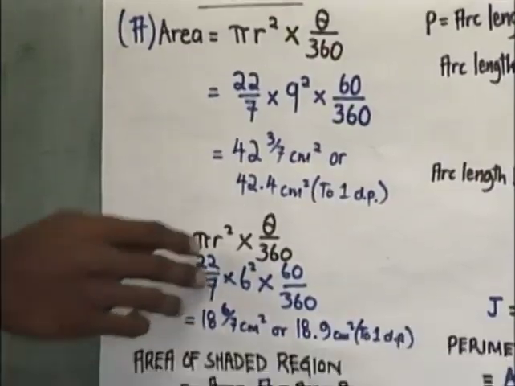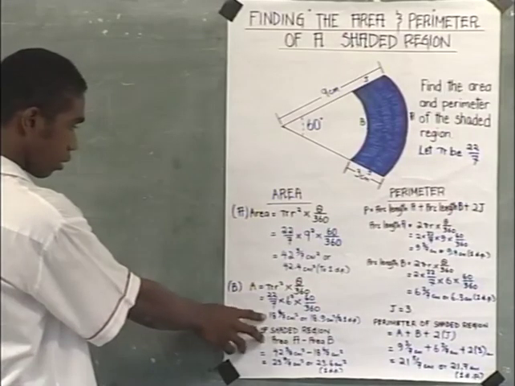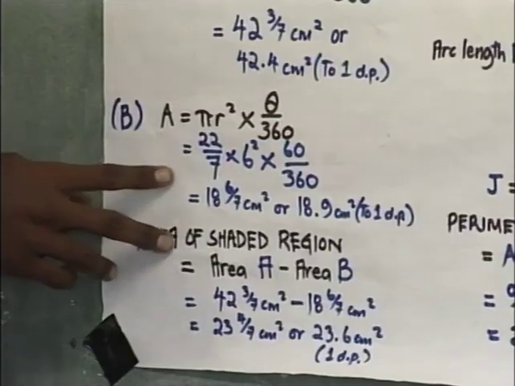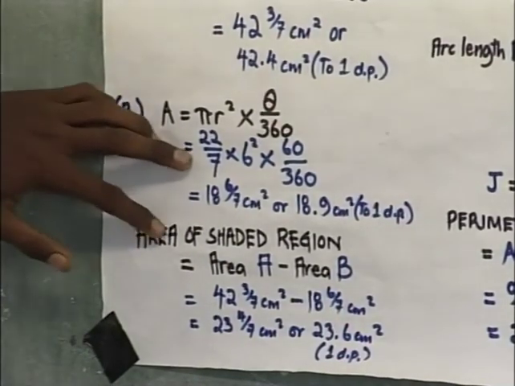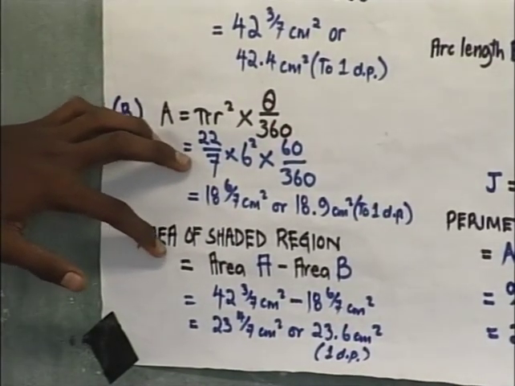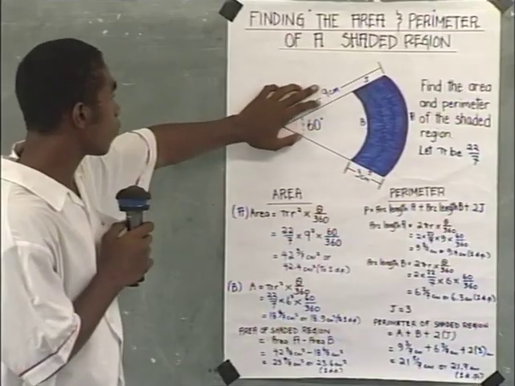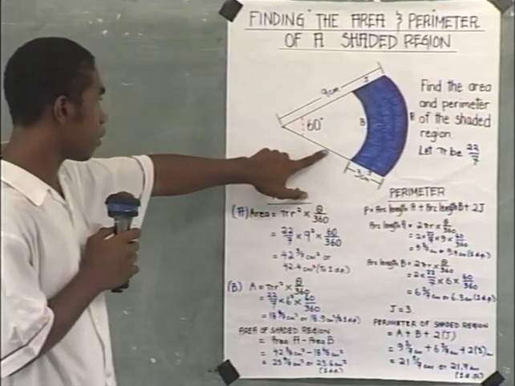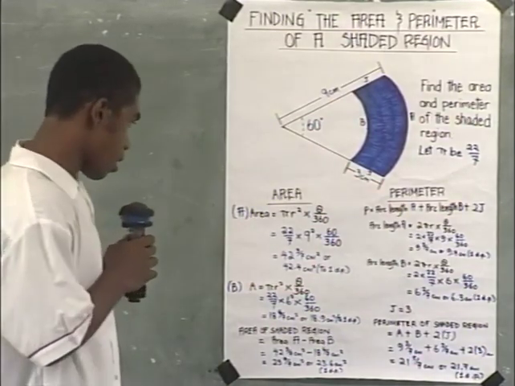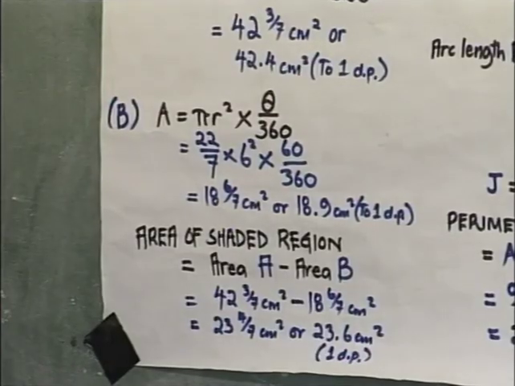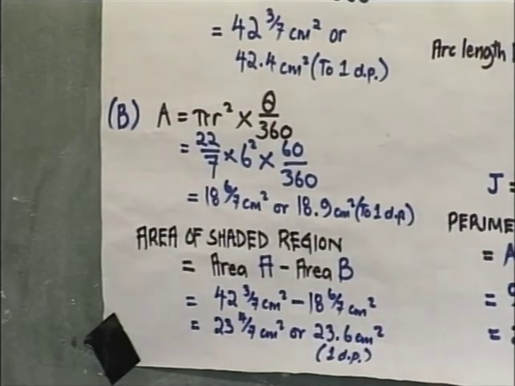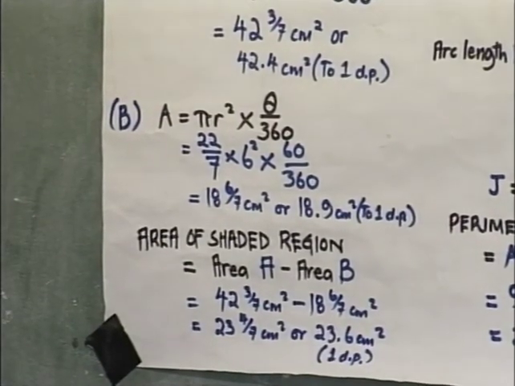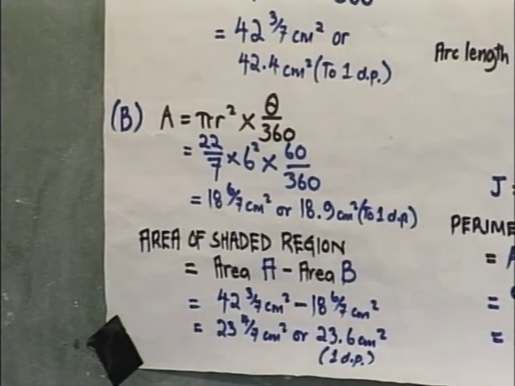Sector B, this one, using the same formula, 22/7 multiplied by 6 squared. 6 squared because we subtracted 3 from 9 to get this 6. Multiplied by 60 over 360, you get 18 6/7 square centimeters or 18.9 square centimeters to 1 decimal place.